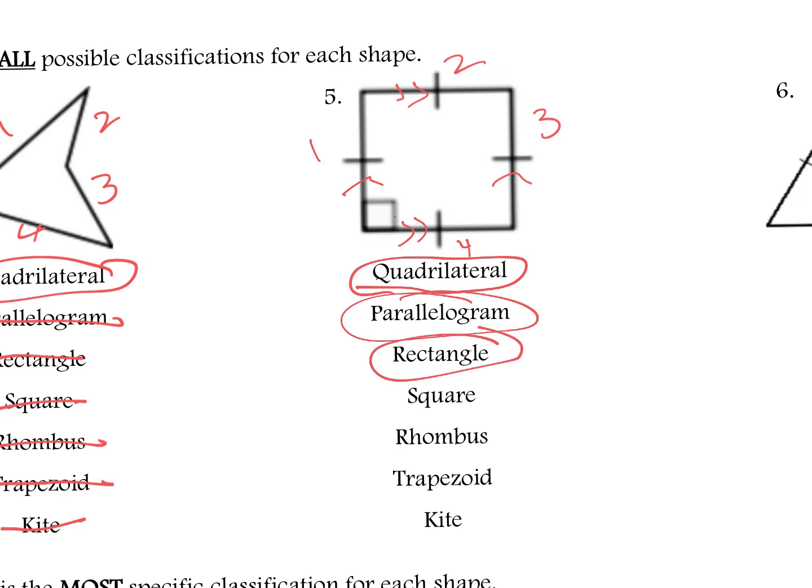A square: all sides are congruent and it has a 90-degree angle. Yes. Is it a rhombus? Nope, because that's a slanted square, a drunk square. Trapezoid? Nope, it has 2 sets of parallel sides. Kite? No. So if I was looking at this right here, these are all the different ones that it can be. The one that is the most specific is the square.